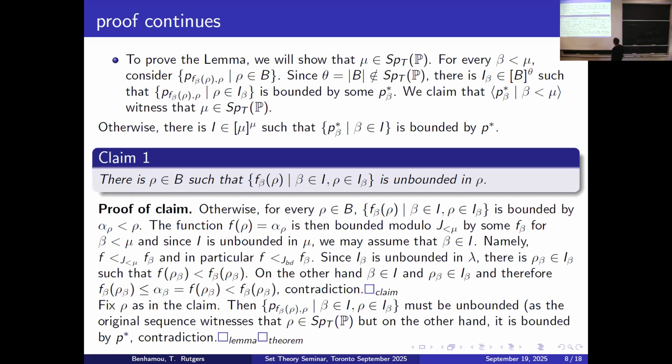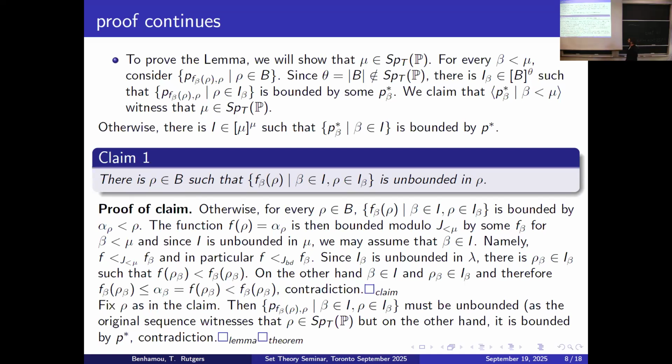Then there is some rho beta in I beta on which this happens, right? Because this is the bounded ideal, and this is unbounded, so we can find a point of intersection. But this doesn't work with the way we defined F. F is supposed to bound F beta on this point. Tracing back the definition, on one hand, we know that this holds. On the other hand, since beta is in I and rho beta is in I beta, you have the other inequality, and that's a contradiction. Okay? And the rest of it is what I said in the beginning, so let's repeat that.